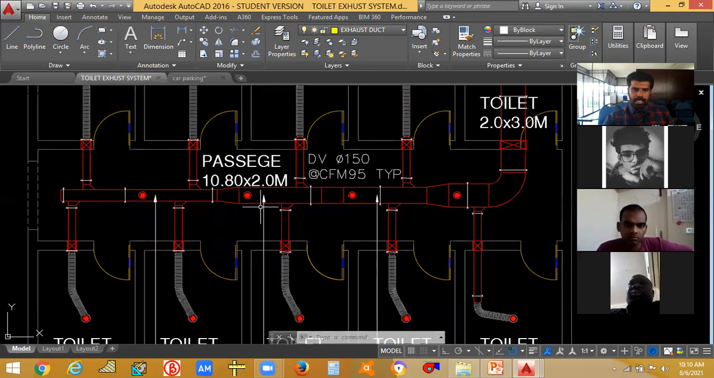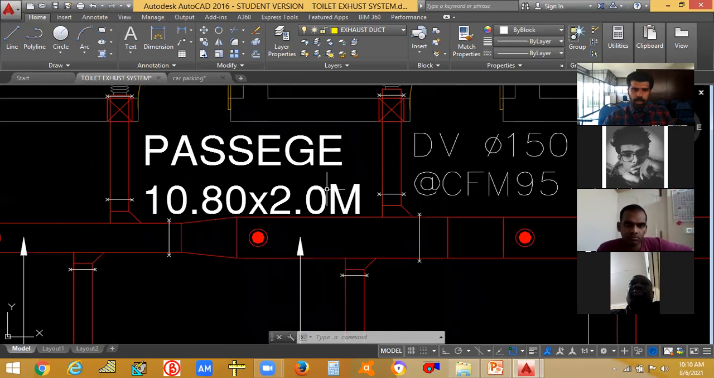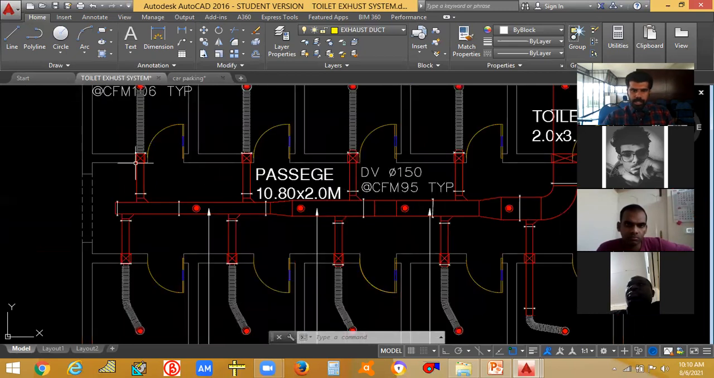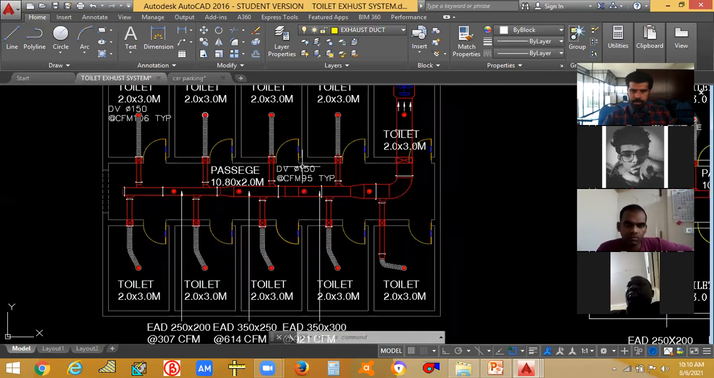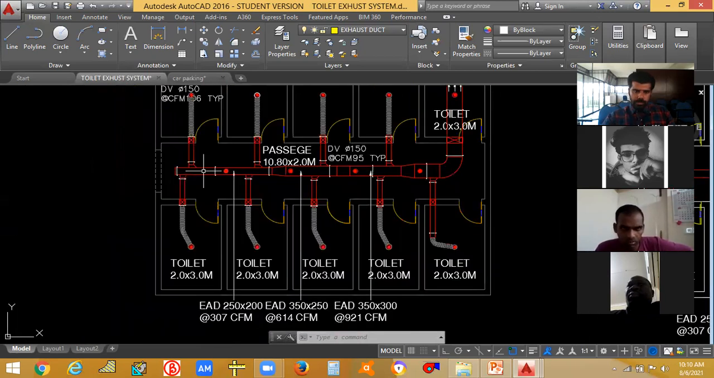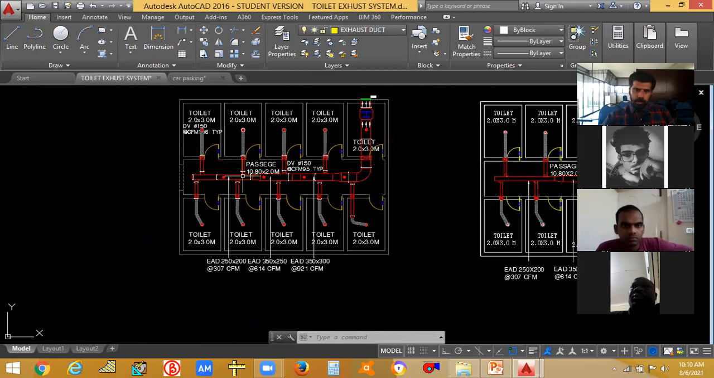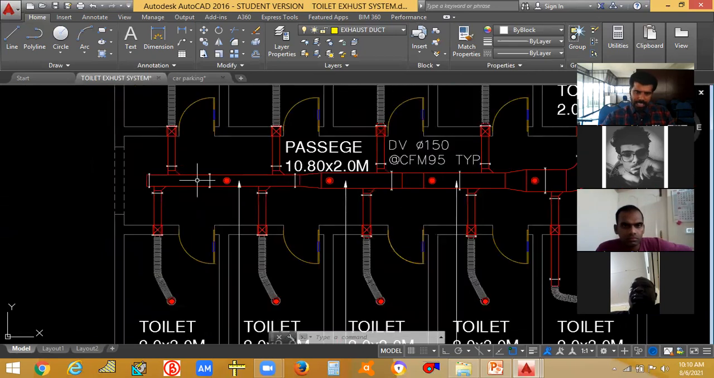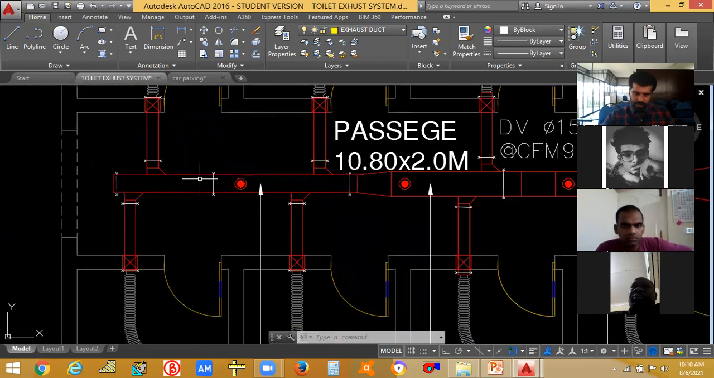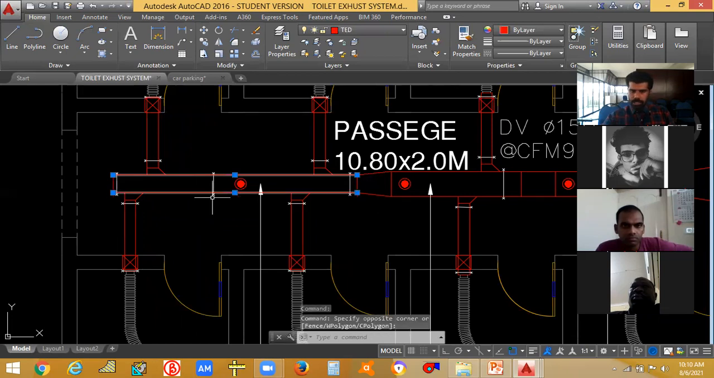The passage size is given as 10.8 meter into 2 meter. This length is 10.8 meter, and 2 meter is the width. Okay, so when you are sizing this duct, you can see it's a bigger duct compared to this and this.